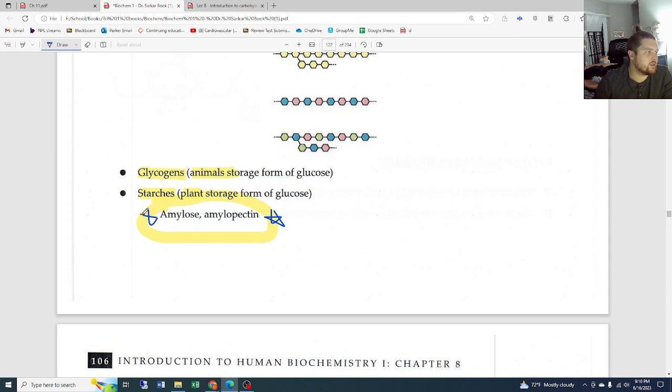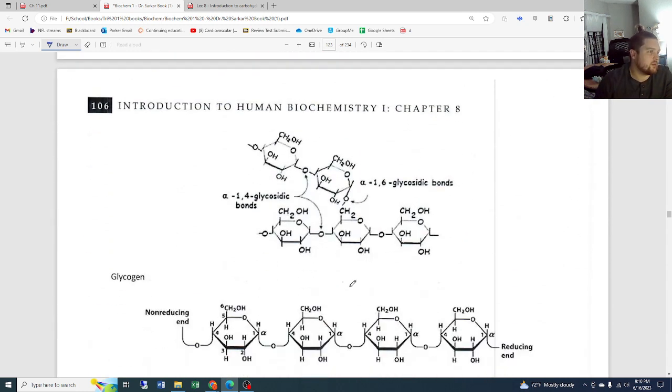a bit in try 5, I believe, let me double check. Maybe it was try 4. Yeah, in try 4 with clinical nutrition, these guys will pop back up. So keep an eye on these, because we'll talk quite a bit about amylose and amylopectin in that try.